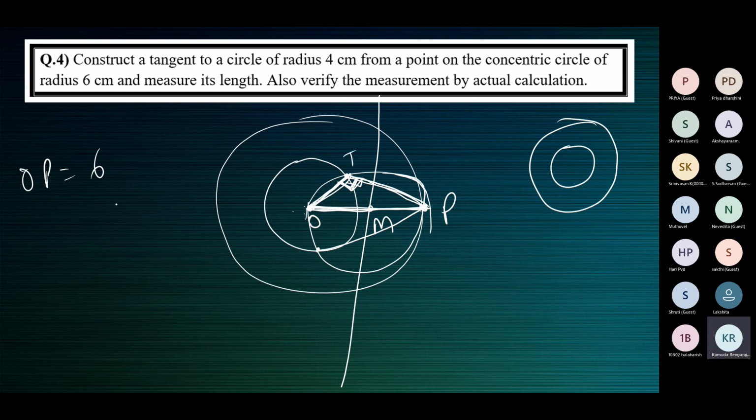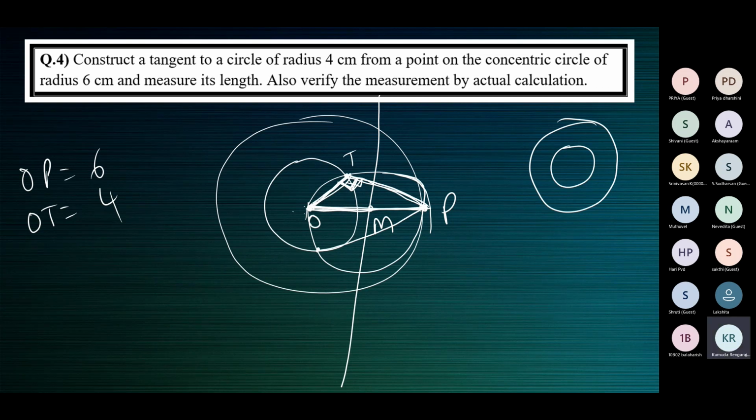If I call this T, OT. How much is OT? OT is, oh sorry, 4 centimeters, because that's the radius of the inner circle. OT is the radius of the inner circle, 4. OP is the radius of the outer circle. It's the diameter of the new circle, but it's the radius of the outer circle.